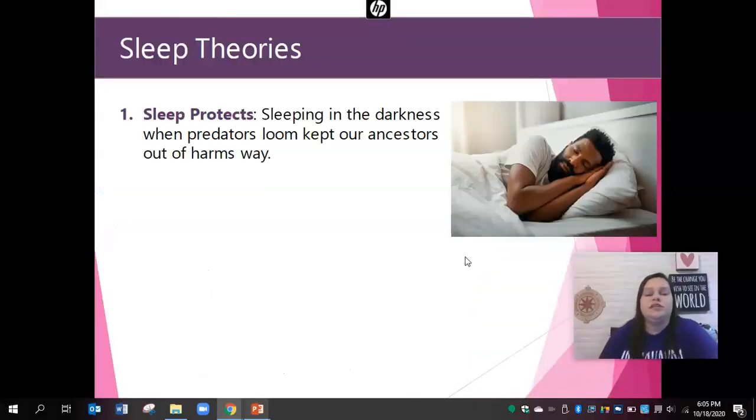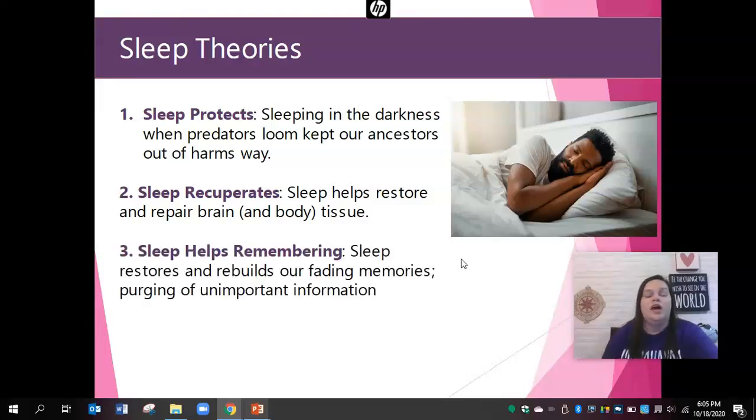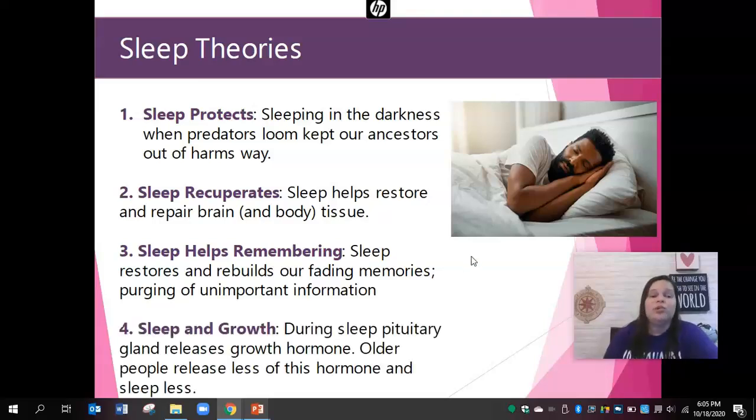Some different theories: our early ancestors needed to sleep because that was when they were most vulnerable. So, just kind of staying out of danger by going to sleep in a safe place. Sleep is important in recuperating the brain to help restore and repair it, helping with remembering, memory consolidation, purging of unimportant information, and then, of course, for growth. That is when those growth hormones are released.